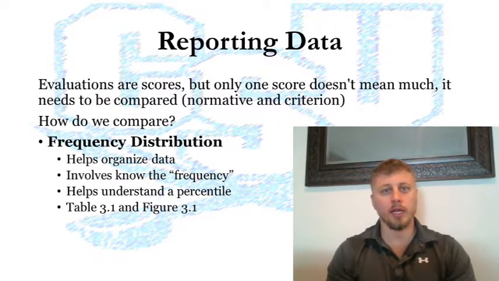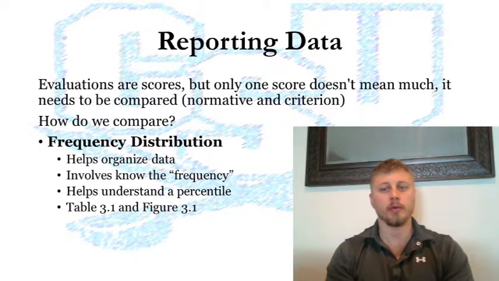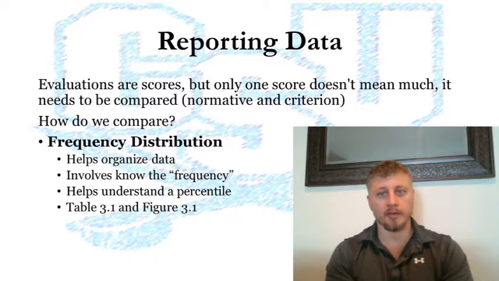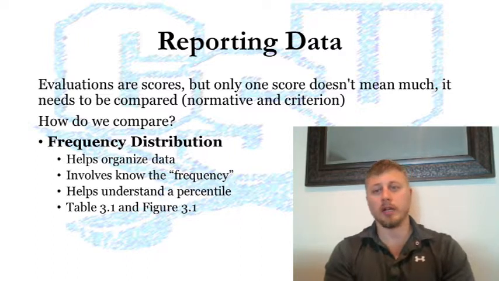This is how we, as biomathematicians, start categorizing things. It's called frequency distribution. It helps us organize the data. It involves the use of the word frequency, obviously. It helps us understand what a percentile is. If you look at Table 3.1 and Figure 3.1, you can see how using this data, it seems a little spastic at first, but once you start thinking about it, it starts making sense. And this is how we start tracking records and things like that.